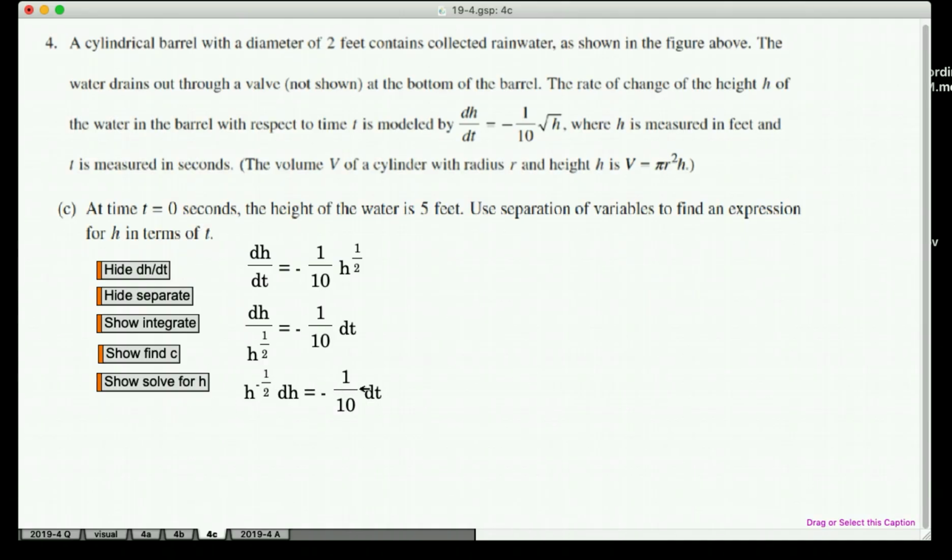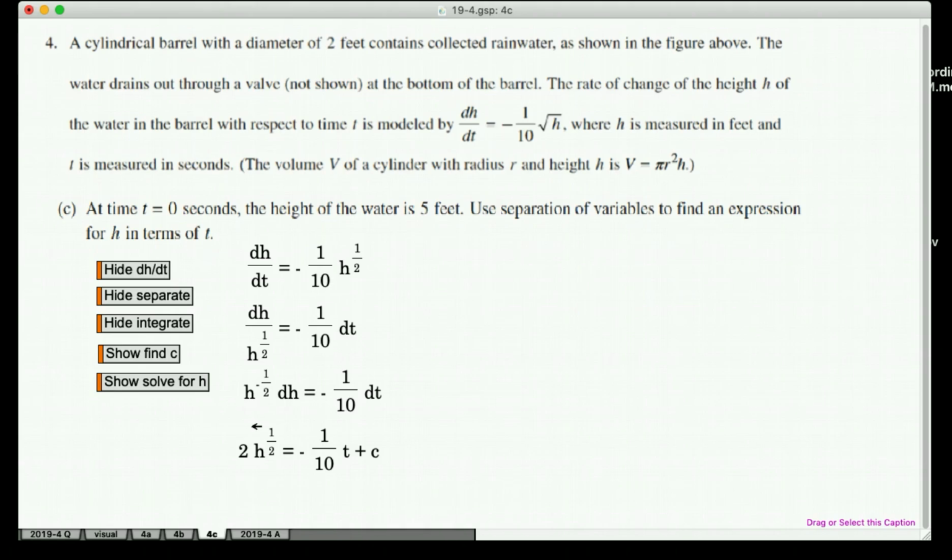And now I have it separated variables, and I have it in nice form so I can integrate. So now I'm going to integrate it. So the integral of this, remember when you integrate using powers, you add 1. So this becomes h to the 1/2. 1 minus 1/2 plus 1 is 1/2. And then you divide by 1/2, which means you multiply by 2.